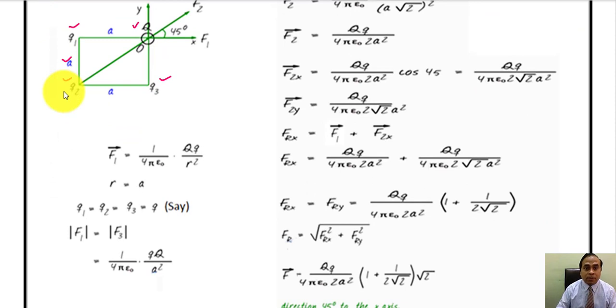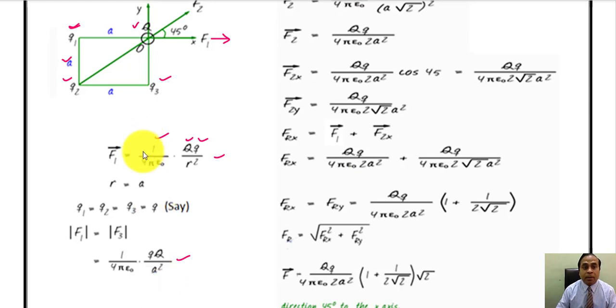Okay, so first of all we'll check that this charge Q1 will exert some force on this capital Q and it is directed this way, say it is equal to F1. Now F1 is equal to 1 upon 4 pi epsilon naught Q1 Q upon R square. So this is the value of the force that Q1 is exerting on capital Q. Now in our case R is equal to A.